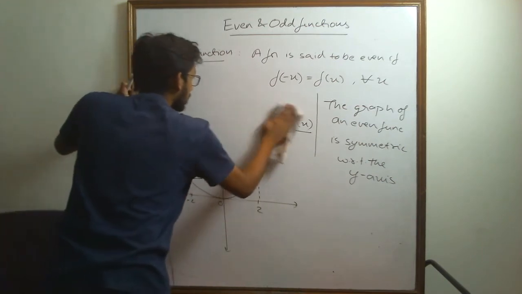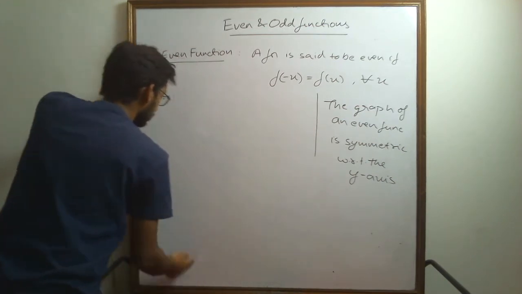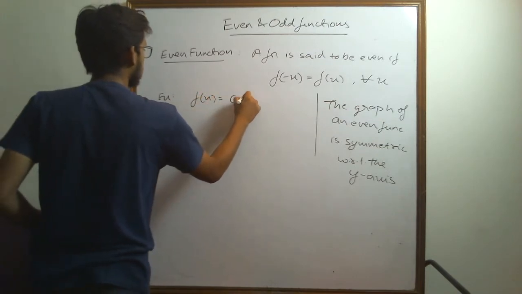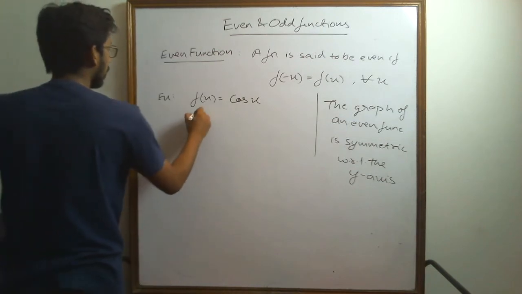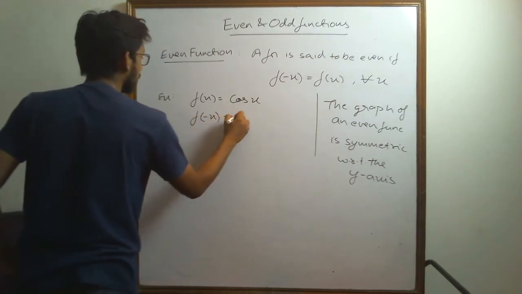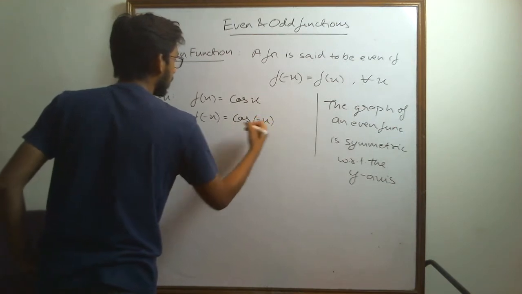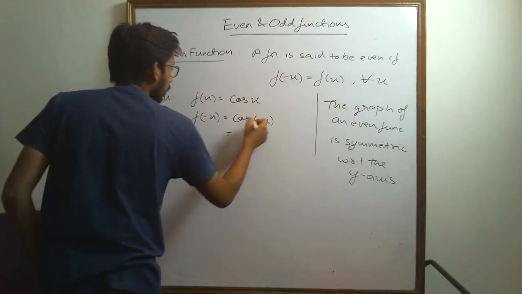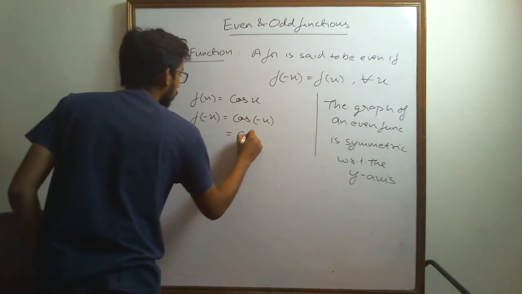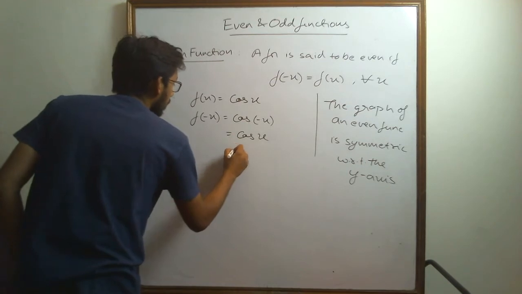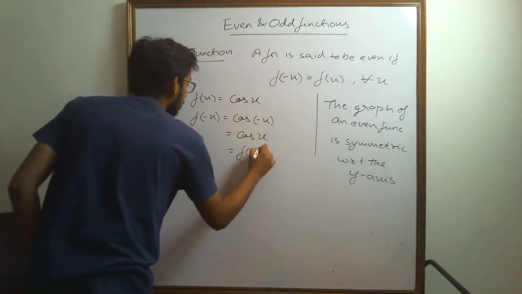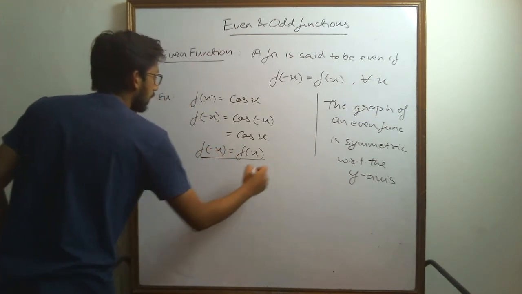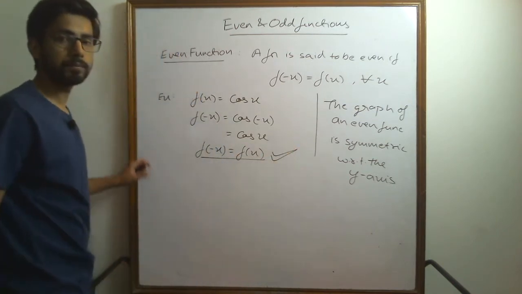If I take one more example, let's say the function f of x is equal to cos x. Now f of minus x is equal to cos of minus x. We'll replace x by minus x everywhere in the function, and now we know that cos of a negative angle is equal to cos x itself, which is in fact equal to f of x. So in this case, f of minus x is equal to f of x, therefore it is an even function.